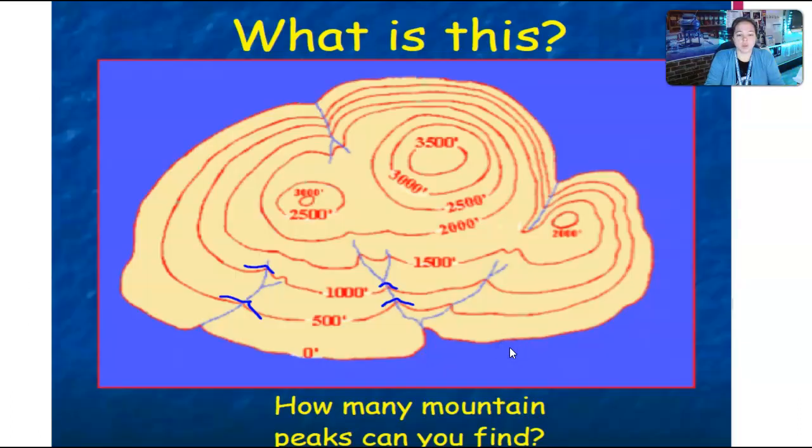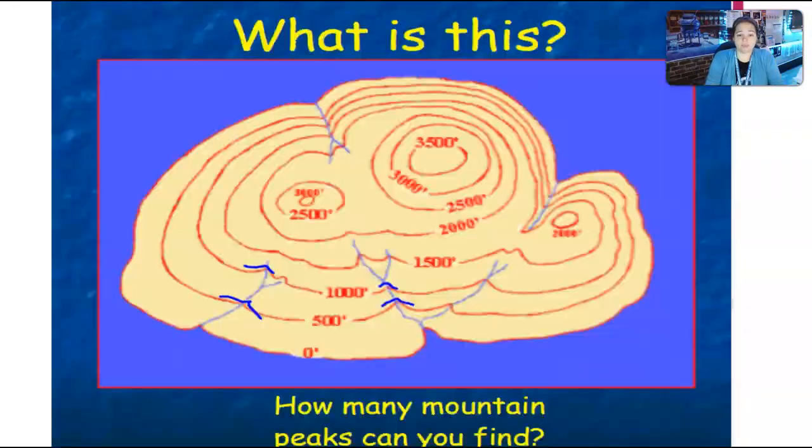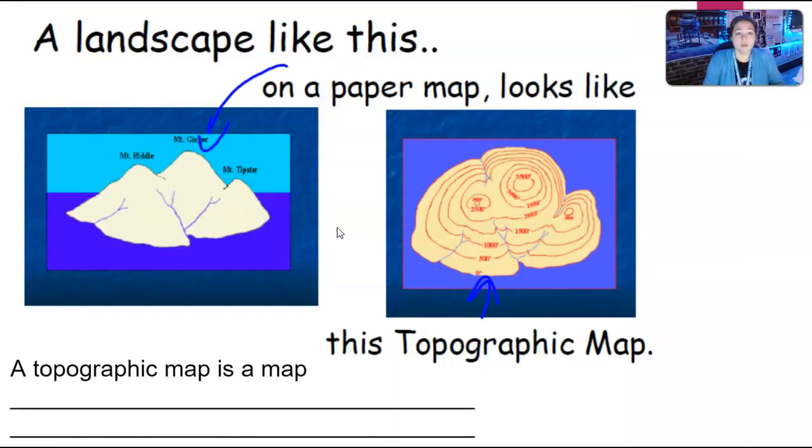All right, so looking at this, what is this? Okay, so this is the overhead view. This is actually called a topography map. What does that map have in common with this map? Can you see? This is just the overhead view, as if I was looking straight down at it. And then if I was looking at the side, this is what it would look like. So a landscape is like this, and on paper, it looks like this.